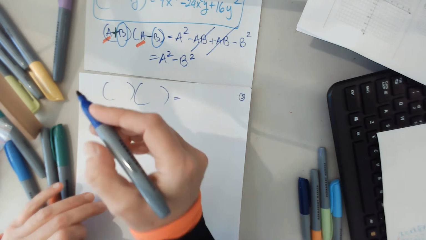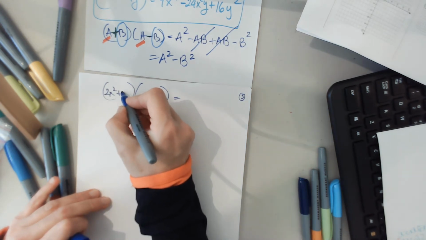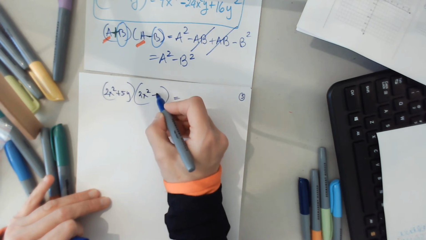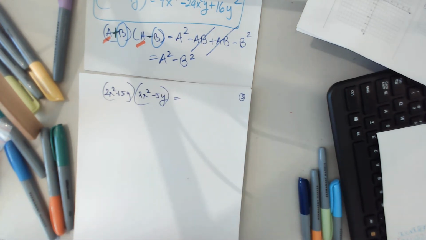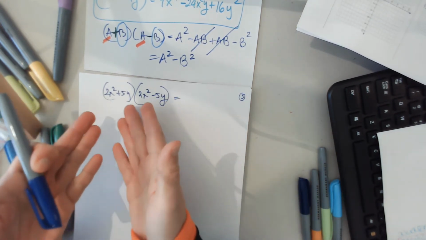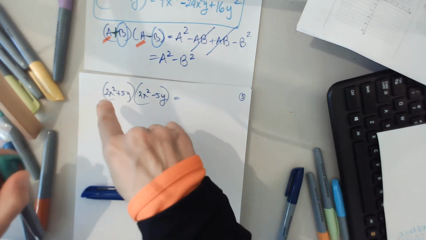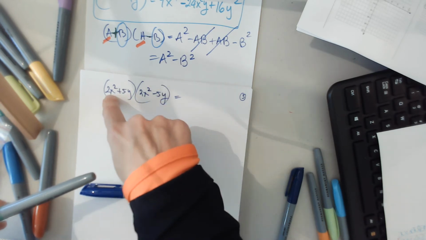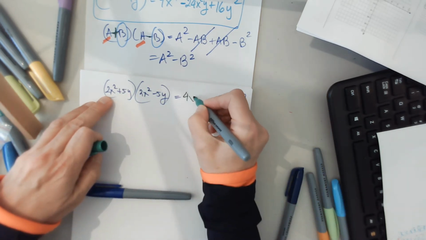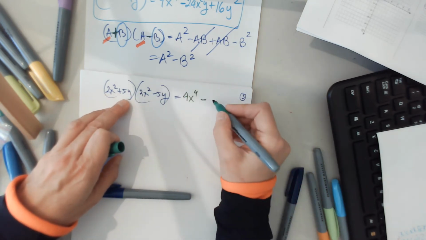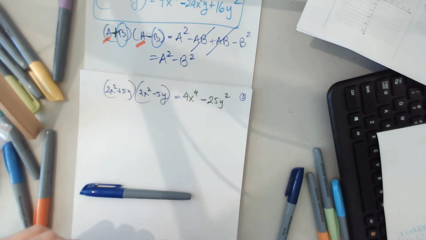2x squared plus 5y, and then 2x squared minus 5y. Excellent, of course. They have to be identical, just the sign, one is plus, one is minus. All we have to do is square the first term. Okay, 4x to the fourth minus. Square the second term, no problem. And it's done.